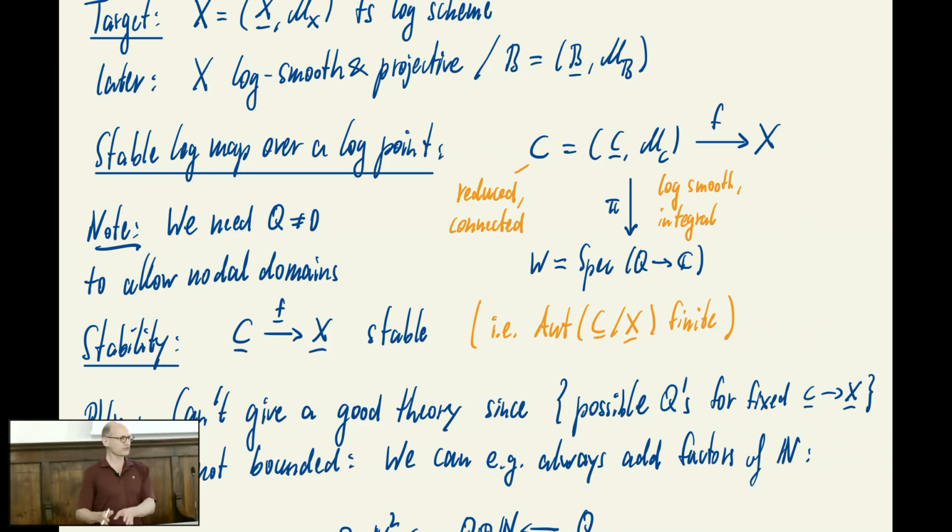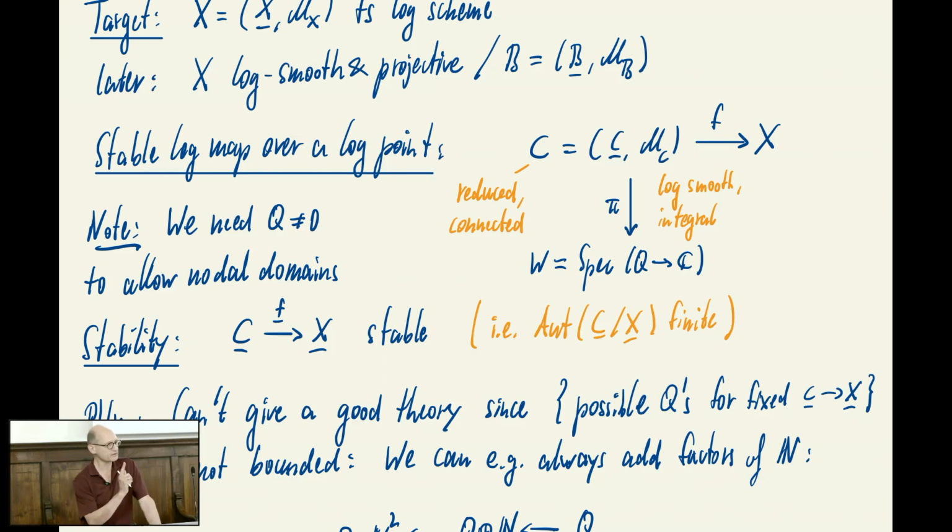I will always just define things over a log point. If you know a little bit of stacks, you know how to modify everything I'm saying to turn this into a proper definition of a stack. You just require that thing to be the situation over each geometric point of a family. Okay? So let me say what a stable log map over a log point is.